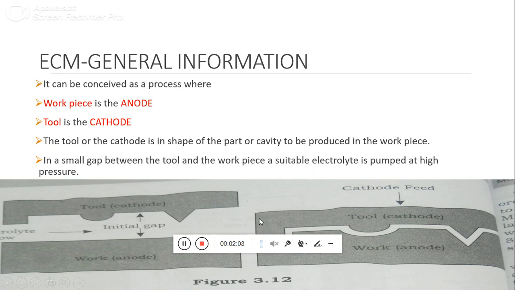Now in a small gap between the tool and the workpiece, a suitable electrolyte is pumped at high pressure. Now this is the gap between the tool and the workpiece, and between this gap the electrolyte is pumped at very high pressure, and say the pressure value ranges from 0.70 to 3 megapascal. So what is the pressure at which the electrolyte is pumped between the tool and the workpiece? It is 0.70 to 3 megapascal.